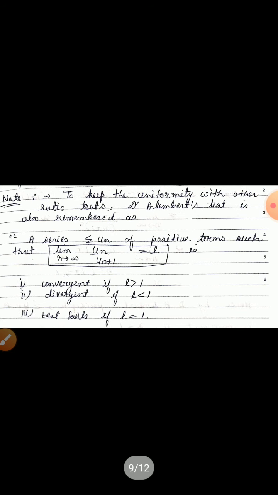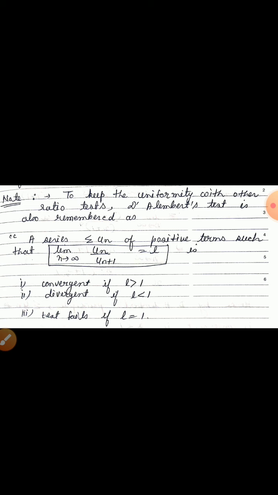So one thing is important in this. After the L-inverse test, we have to study some more tests, and in those tests we use the ratio u_n by u_n plus 1. So to keep uniformity with other ratio tests, D'Alembert's test is also remembered as follows: a series summation u_n of positive terms such that limit n tending to infinity u_n by u_n plus 1 is equal to L. In the previous statement, we took the limit as u_n plus 1 by u_n, and here we take u_n by u_n plus 1.